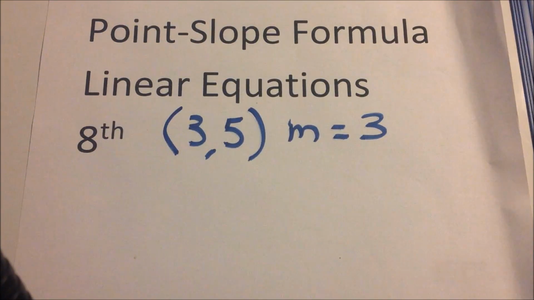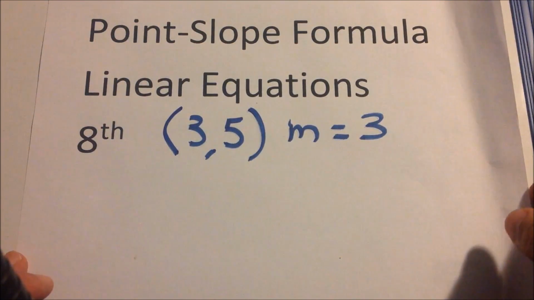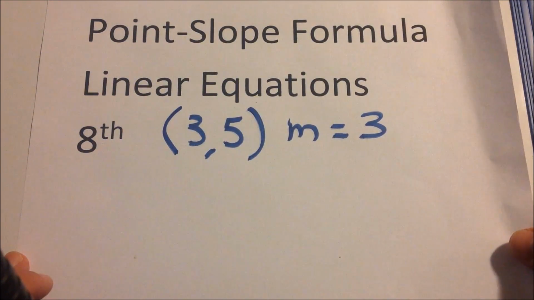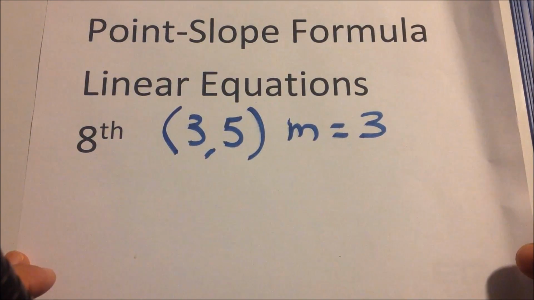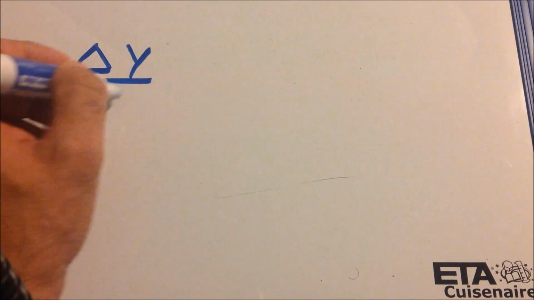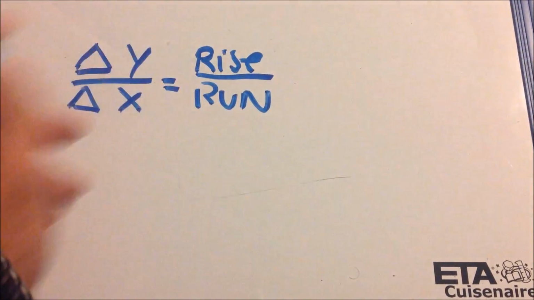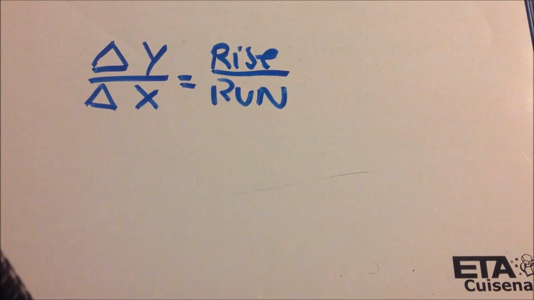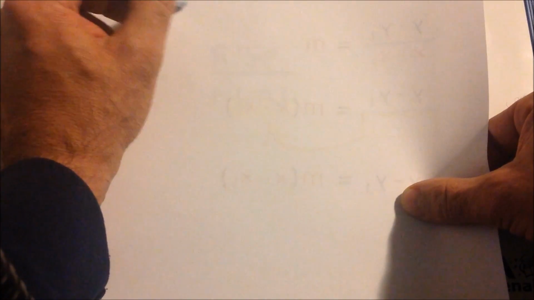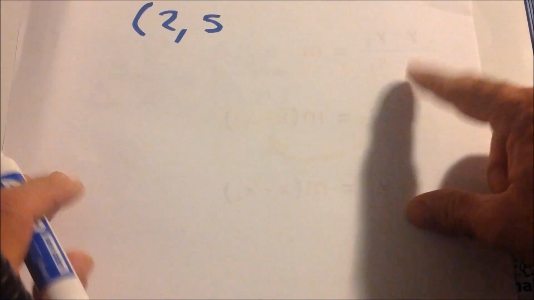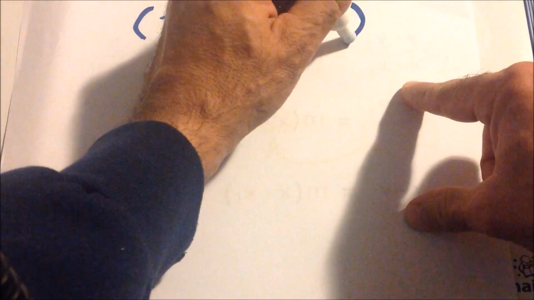Now if we had two pairs, we can use the regular equation, the change of y over the change of x. So let's look at that and see how we can make the point-slope formula. If you remember, the change of y over the change of x is rise over run. And we could plot points within this. Let's say we had these points: 2, 5, and another point, 3, 7.